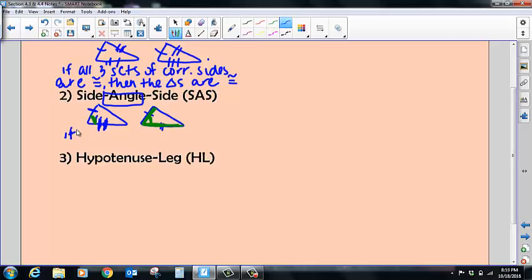Okay, so then our reason for this would be, if two sides and the connecting angle are congruent. So that's what we're going to call this, the connecting angle. Then your triangles are congruent.